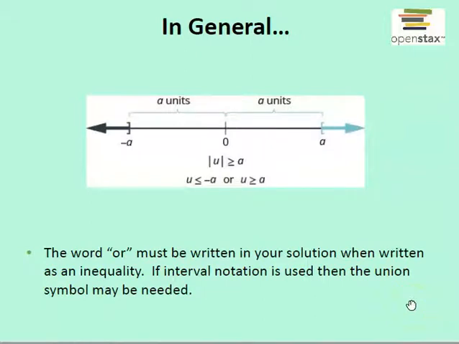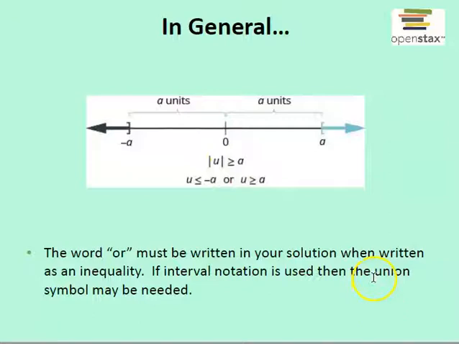So let's generalize this. If we have some expression in absolute value, and that expression is greater than or equal to some real number a, that means that expression has to be either at a or larger, so shading to the right, or at -a or smaller, shading to the left. Which again leads us to an OR inequality: u is less than or equal to -a, or u is greater than or equal to +a. Again, that word OR is written when you have that greater than symbol.